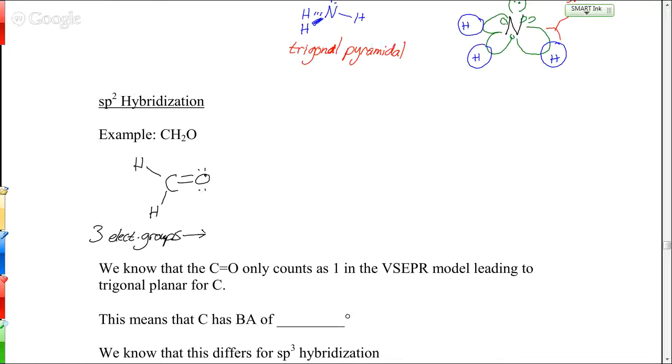Three electron groups tells us that it's trigonal planar. And it also tells us that we need 3 hybrid orbitals, 1 in each direction, to get those correct bond angles. So that bond angle is going to be 120 degrees.